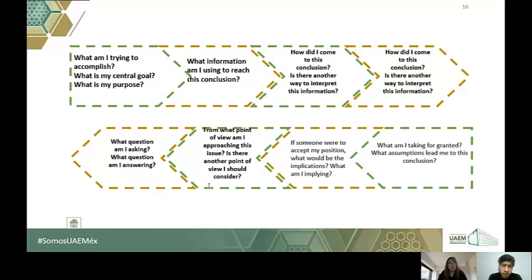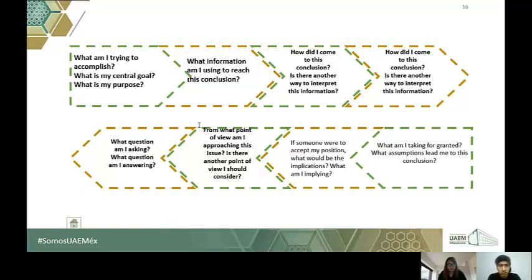To be more precise in the investigation or in the information that is being analyzed, we can use some questions that use each element already mentioned. For example, for purpose, the question is: what am I trying to achieve, what is my central goal or my purpose? For information: what information am I using to reach this conclusion? What experiences have I had to support this statement? And what information do I need to solve this question?